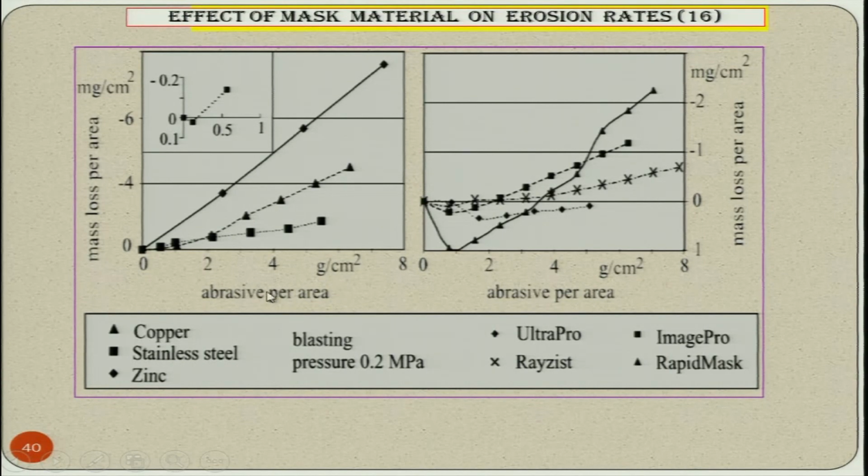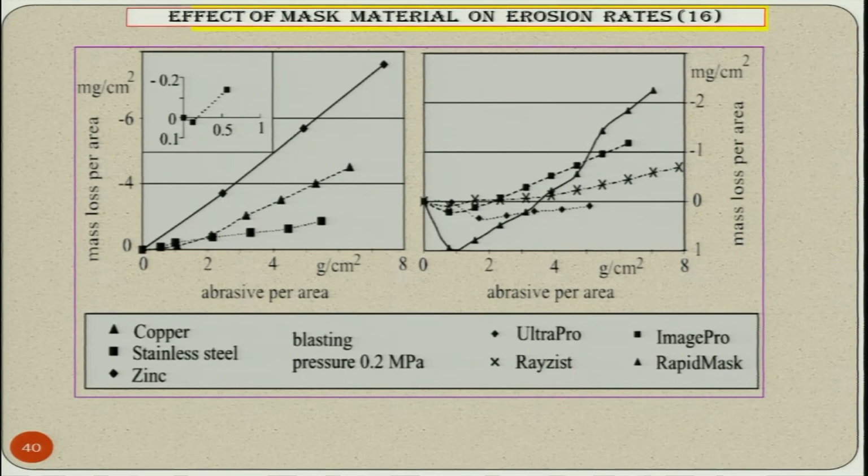Now, you can see here these are the abrasive per area in grams per centimeter square, and this is the mass loss per area in terms of milligram per centimeter square. Now, as abrasive per area is increasing, the mass loss of material is also increasing. You can see in all the three cases, these three cases are for three different materials. This is for copper, this is for stainless steel, and this is for zinc.